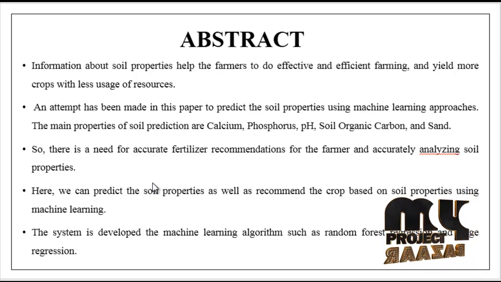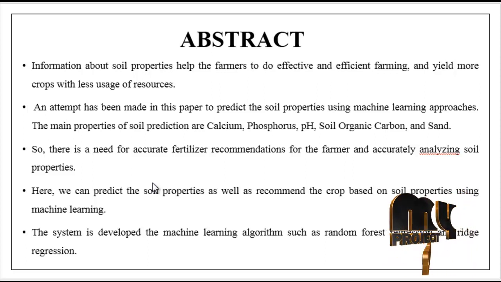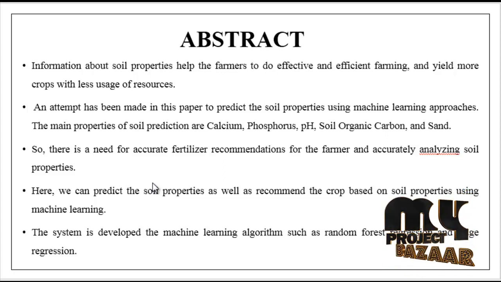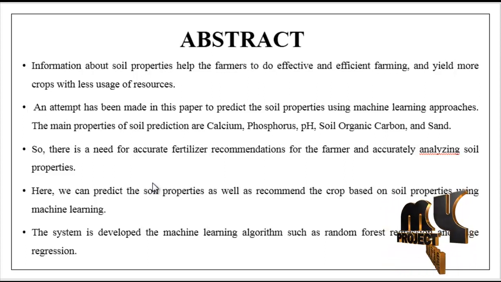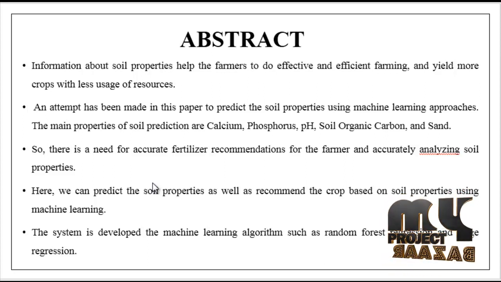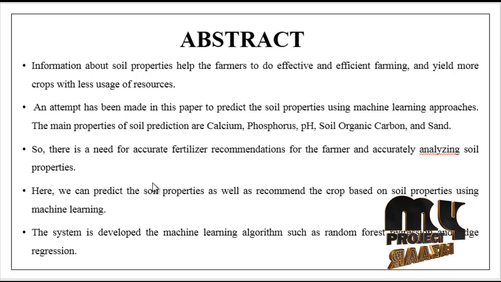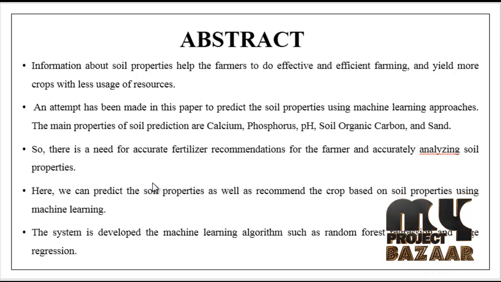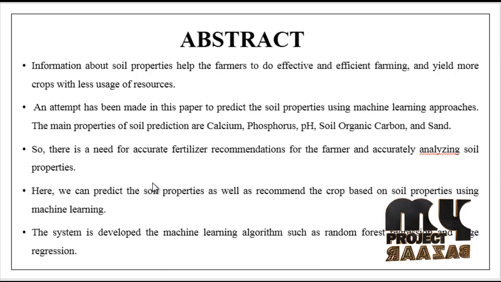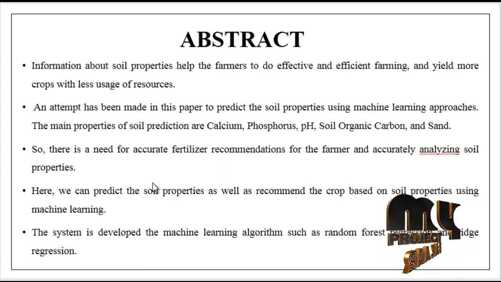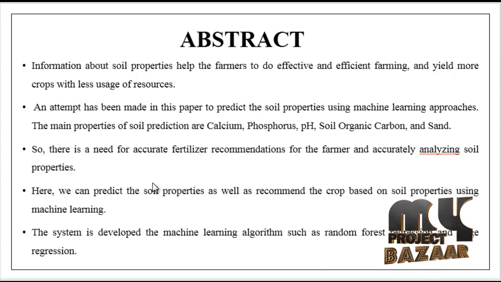Information about soil properties helps the farmer to do effective and efficient farming and yield more crops with less usage of resources. An attempt has been made in this project to predict the soil properties using machine learning approaches. The main soil properties predicted are calcium, phosphorus, pH, soil organic carbon, and sand. So there is a need for accurate fertilizer recommendations for the farmer and accurate analysis of soil properties.